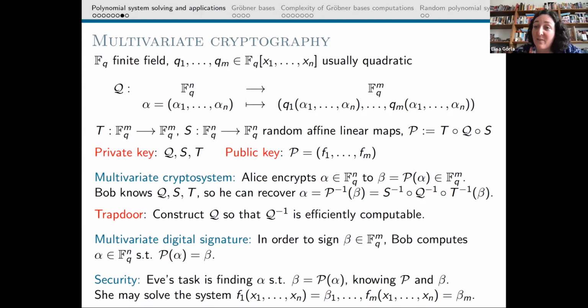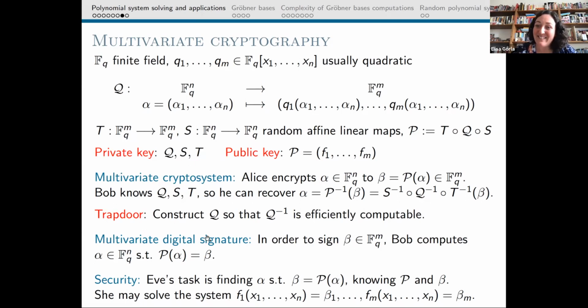And so in order to do that, she has to solve a system of polynomial equations. Or maybe she doesn't have to. It's not really precise to say she has to. She doesn't have to, but that's a way she could solve the problem. She could solve this system of polynomial equations. And so notice that Eve only knows the P. She doesn't know the Q, S, and T.